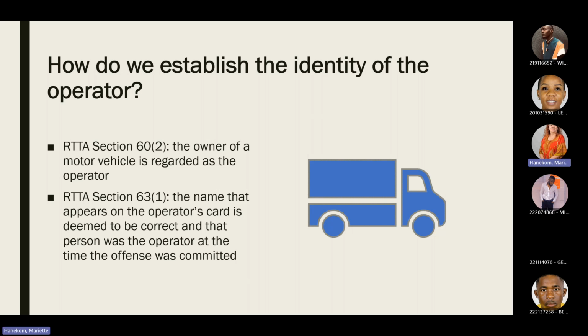So if there was an offense and your name is on the operator's card, all the prosecution has to do to prove that you were the operator is submit to court a copy of the operator's card. And it is deemed that if your name is on there, you are guilty. If at that stage you were actually not the operator and you had neglected to change it, it will be up to you to prove your innocence.